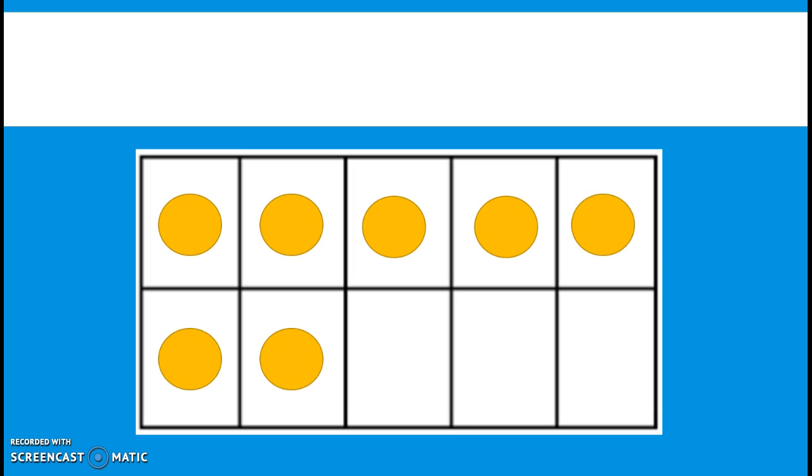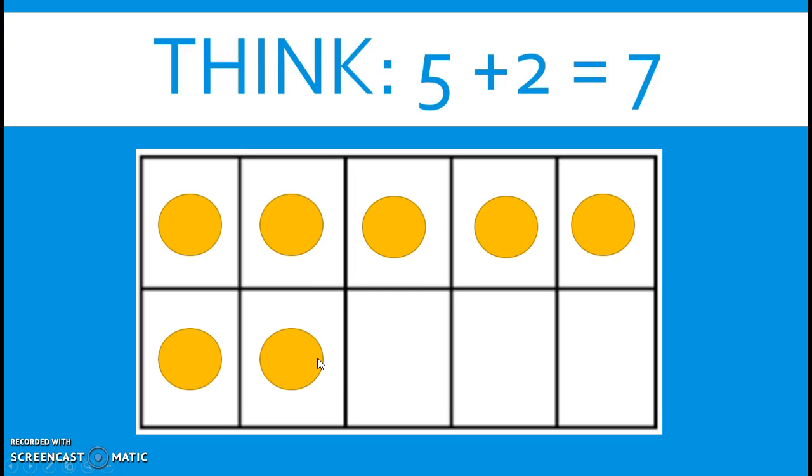This 10 frame has 7 chips in it. One way I know this is because one row is full. I know that when one row is full, it's 5, and I add the other 2 chips, 6, 7. I know that it's 7 chips. I think to myself, 5 plus 2 more equals 7.